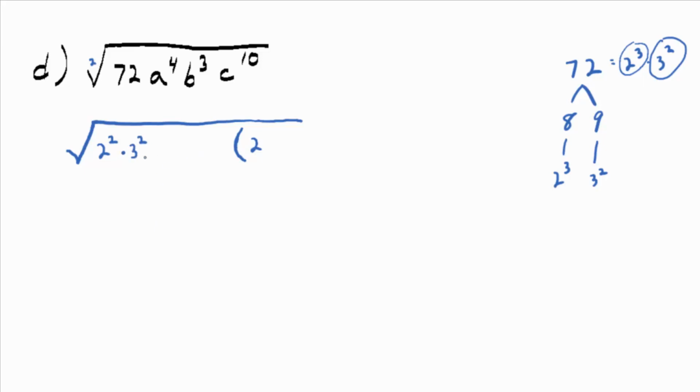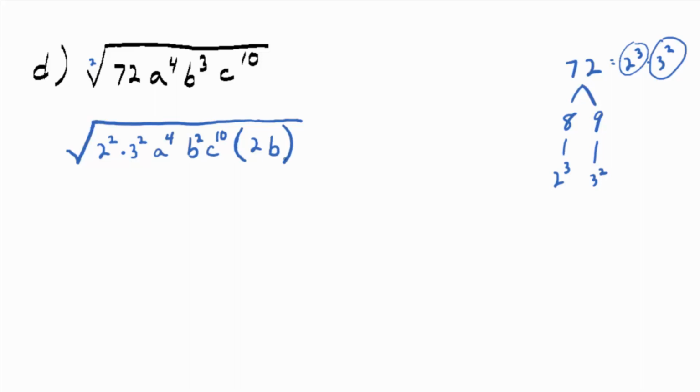Okay, the next base we're looking at is a. In fact, we have a to the 4th power. So is that a perfect square to begin with? It is. So we don't need to do anything to it. But what about the b cubed? How can we break that up into a perfect square factor and a non-perfect square factor? b squared times b. I'll put the b over here. And then is c to the 10th good to go? It's good to go. It's an even power. Any even power is a perfect square, so c to the 10th is good to go.